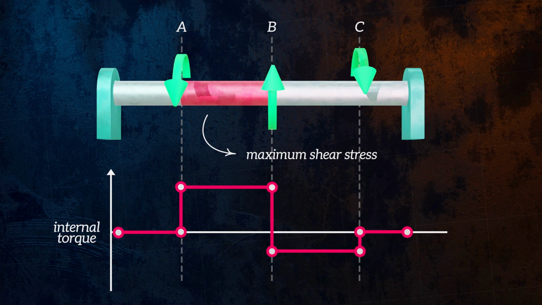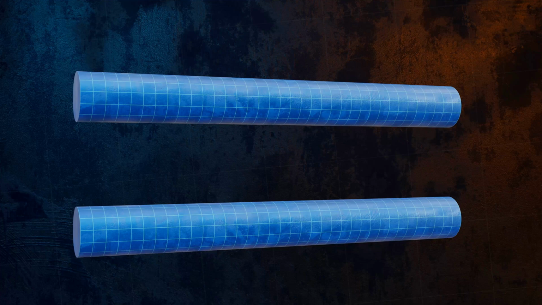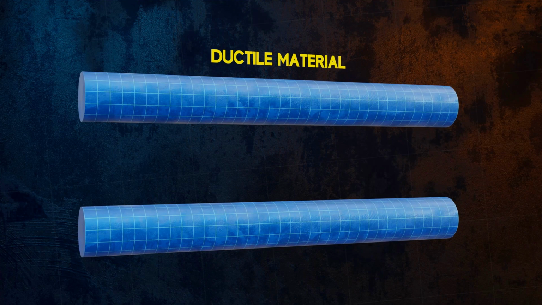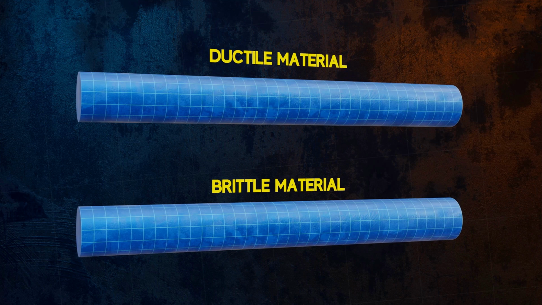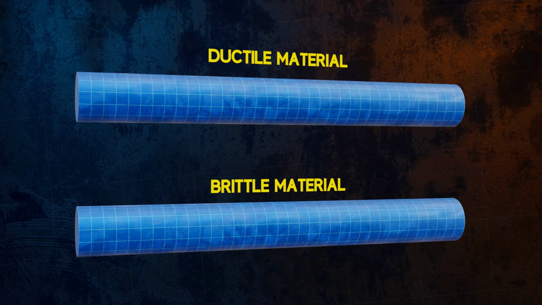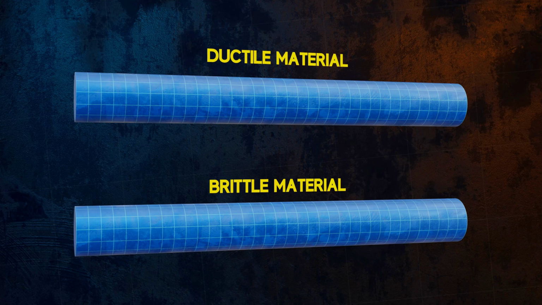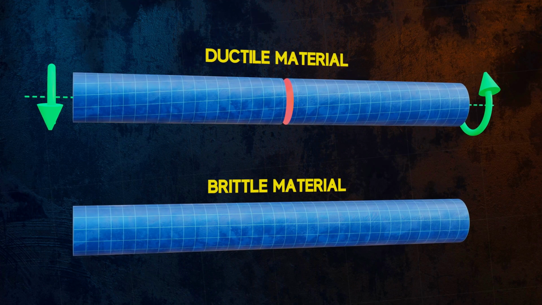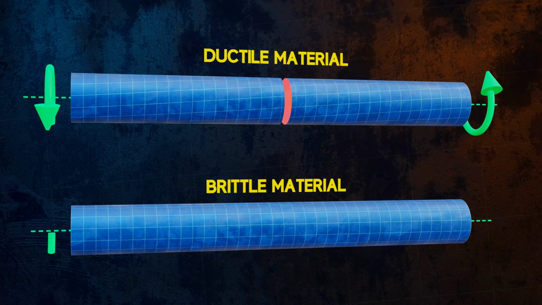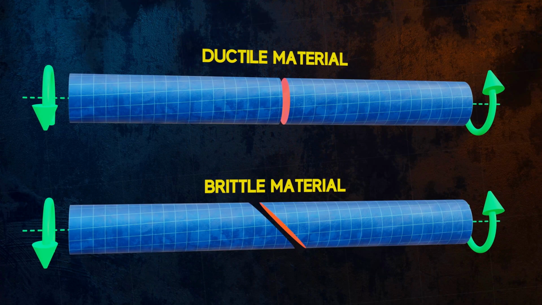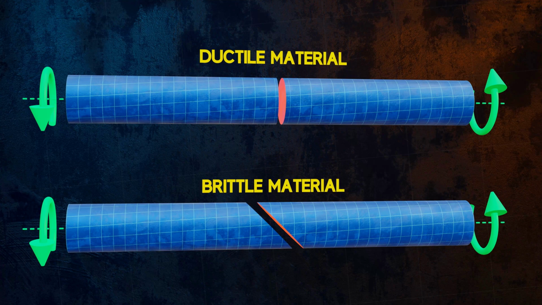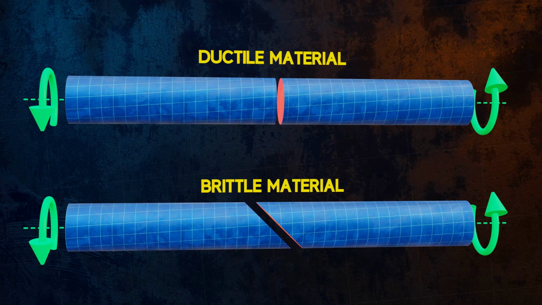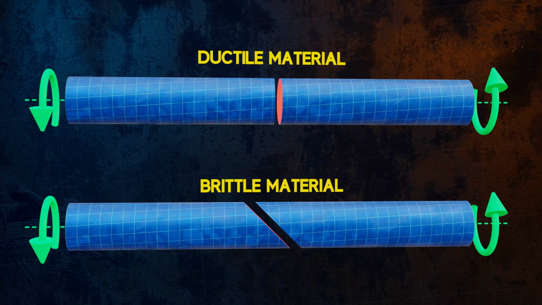I want to end the video by talking about failure due to pure torsion. If we have two bars, one made of a ductile material and one made of a brittle material, and we apply the same torque to both bars, we will observe that they fail differently. The ductile bar fails at an angle perpendicular to its axis, but the brittle bar fails at a 45-degree angle to its axis. We can explain this by remembering that ductile materials tend to fail in shear, and so fracture along the plane of maximum shear stress.